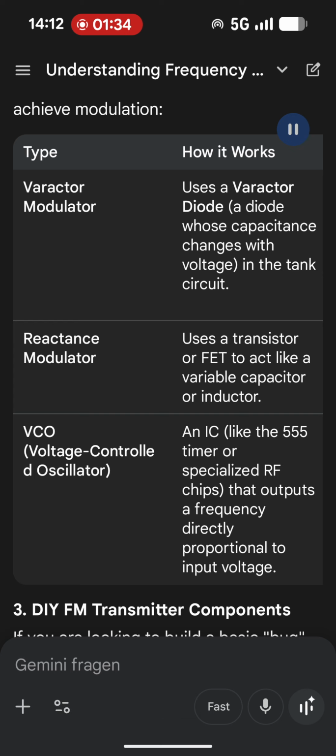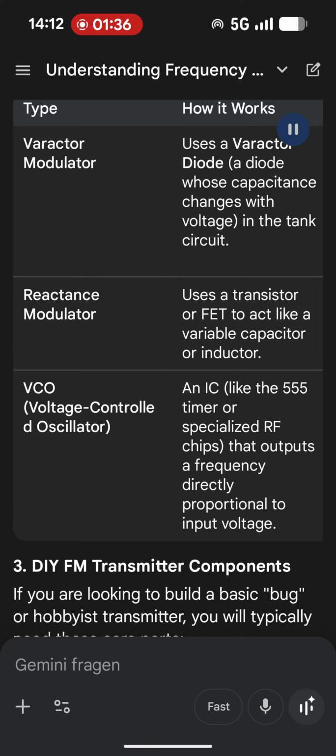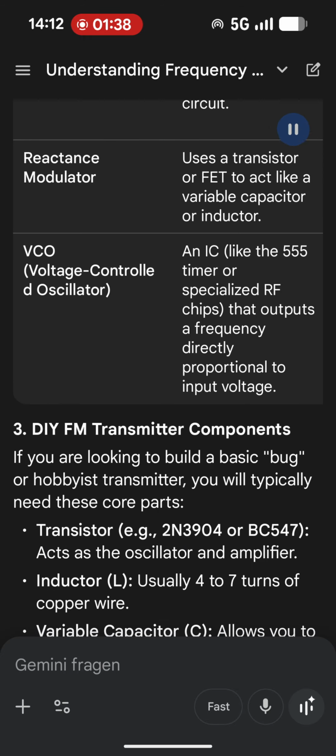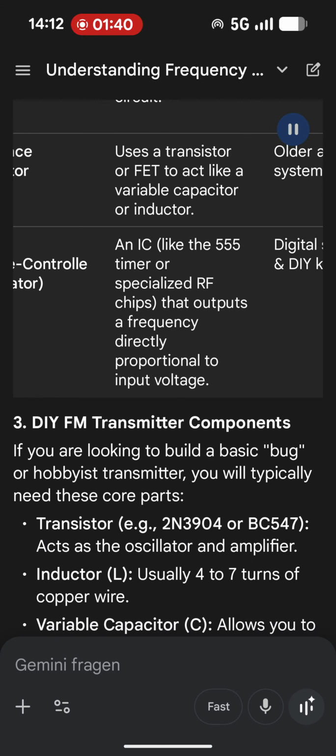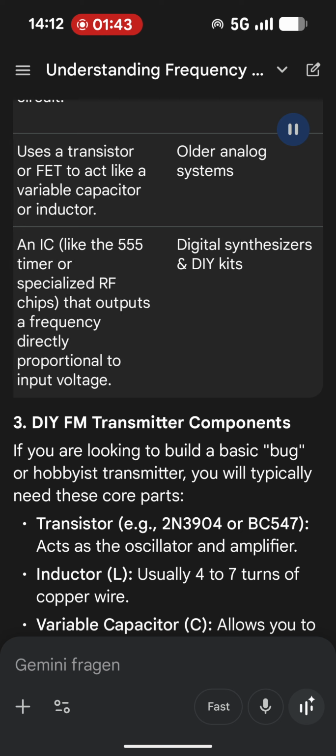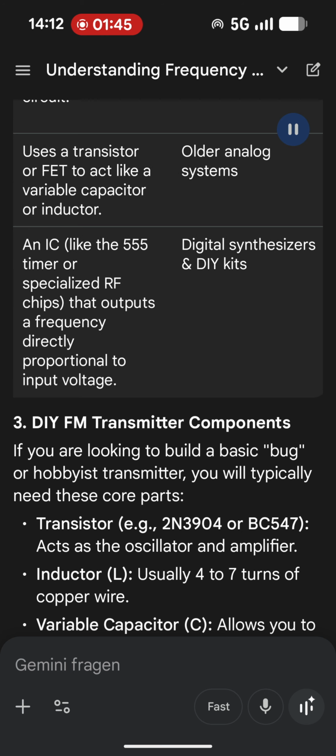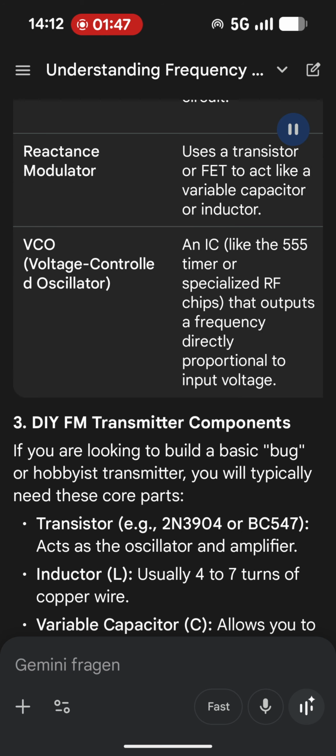Used in older analog systems. VCO, voltage-controlled oscillator: an IC, like the 555 timer or specialized RF chips, that outputs a frequency directly proportional to input voltage. Used in digital synthesizers and DIY kits.